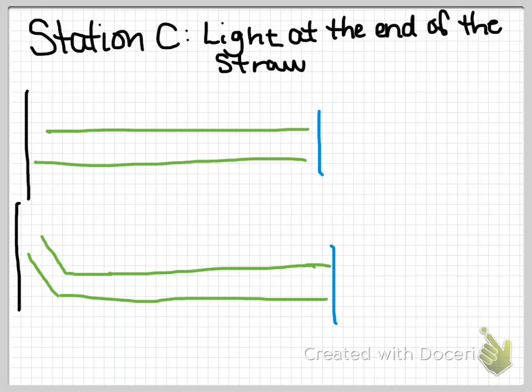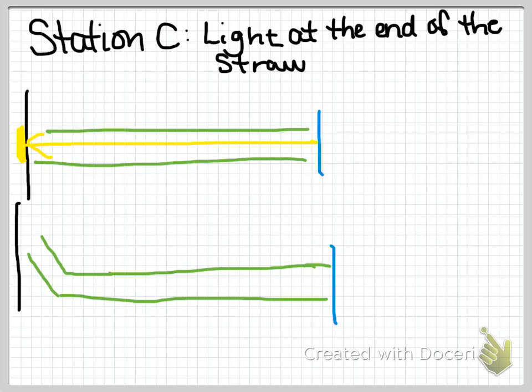Okay, in station C, this was the light at the end of the straw. So when you were using straws to shine a light through and hit the screen or the whiteboard, what's happening there is simply this. When you take the straight straw, and I'm going to draw a ray diagram again, the light goes straight through it and hits the screen, and it ends up showing a bright dot on the screen.